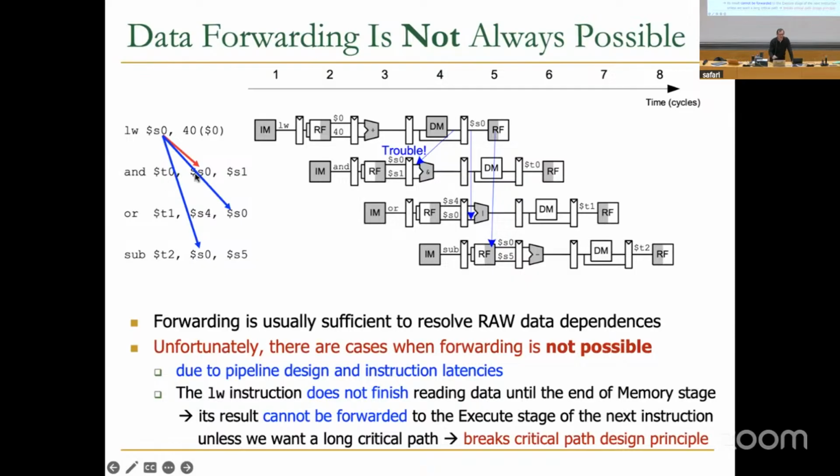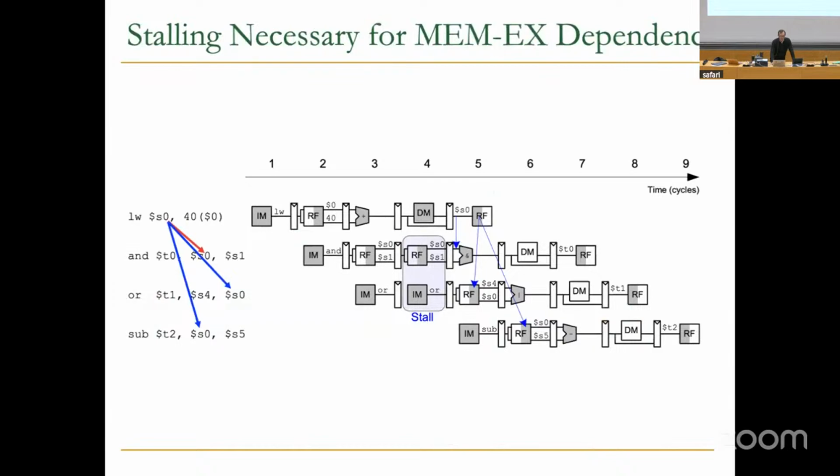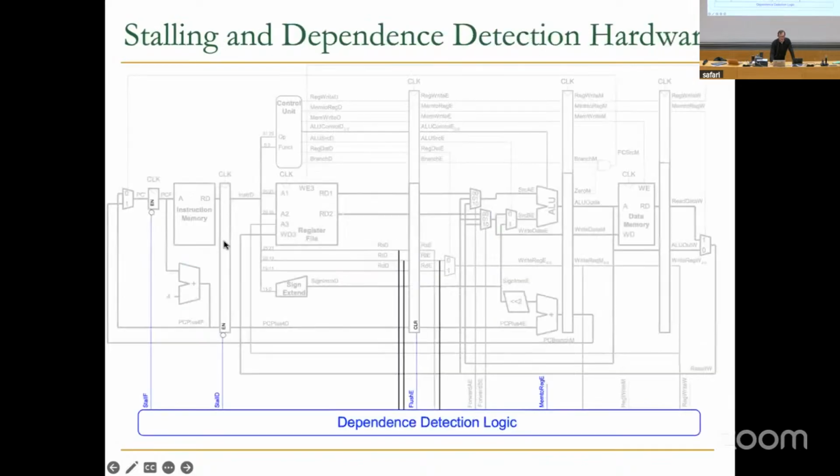This is the only condition where you need a stall unless you have a long latency operation, which we're ignoring for now. Okay, so essentially stalling is necessary for this memory to execute dependence. So these instructions need to stall when that dependence is detected. So let's take a look at the stalling and dependence detection hardware. This is again from your book. You can see it more in your book. There's some dependence detection logic.